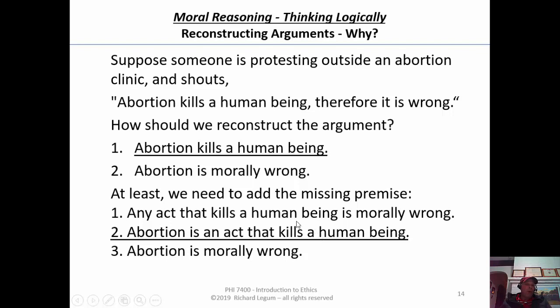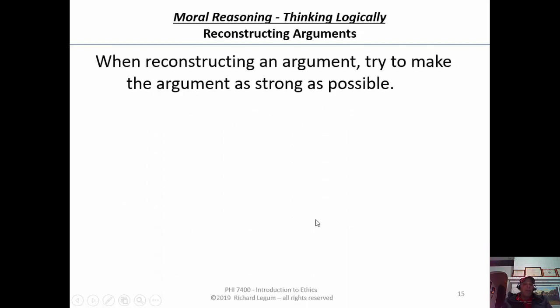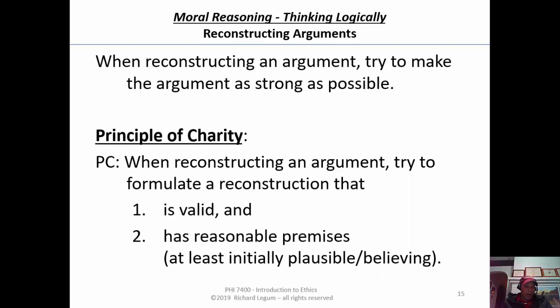But wait a second. We have to change more things, right? Because if we just made that one change, the logic of the argument wouldn't be good. We have to make it: any act that kills an innocent human being is morally wrong, and abortion is an act that kills an innocent human being. So to make the argument as strong as possible, we're using this principle of charity. That is, when you reconstruct an argument, try to make it valid and try to have premises that are reasonable.